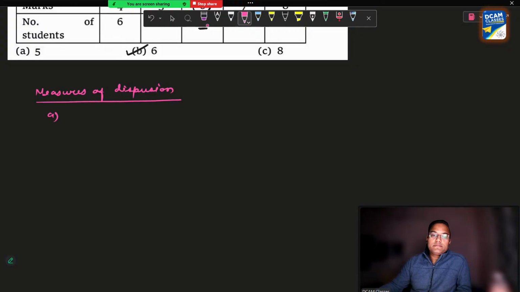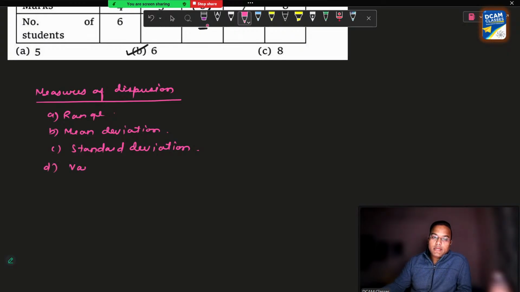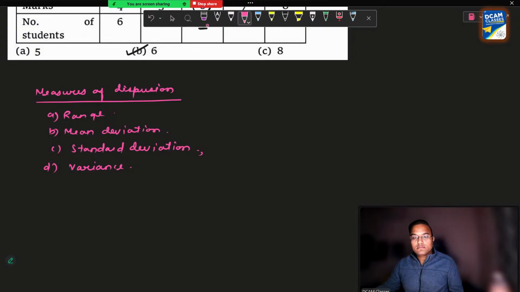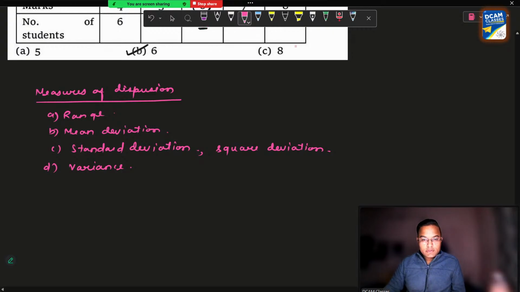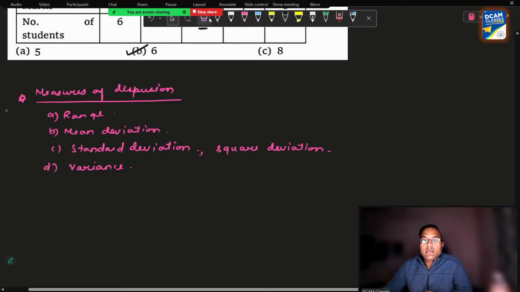That's range, mean deviation, standard deviation, variance. Square deviation is not that important. But standard deviation, these four, most of the questions are asked from this only. Okay, let's end the class today.